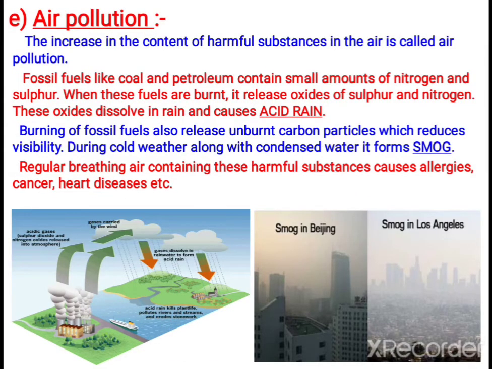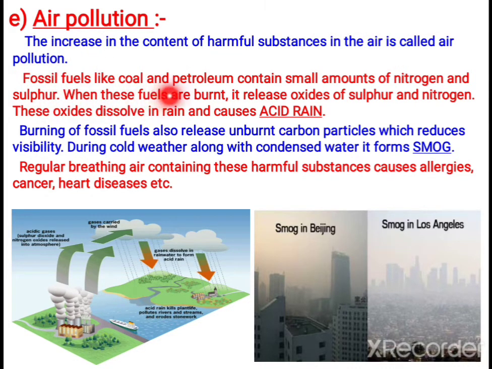Next, regarding air pollution. So air pollution means what? Actually, the air and its content is balanced by nature. But due to human activities, mainly the use of fossil fuels in industries and automobiles, harmful substances are liberated into the air. Industries and automobiles release harmful substances, and because of that the content of harmful substances in the air increases. That results in air pollution.